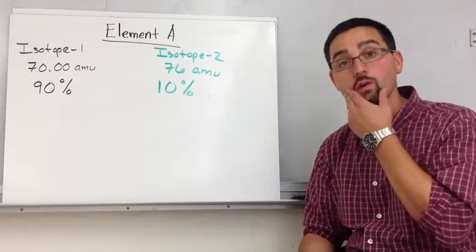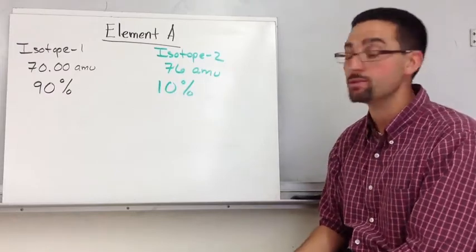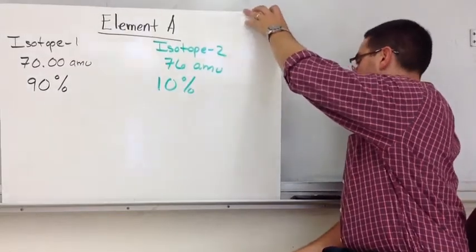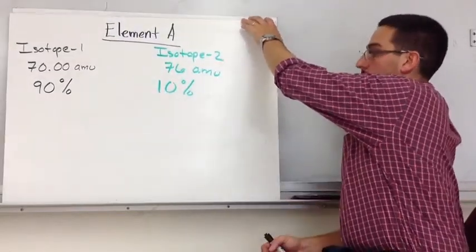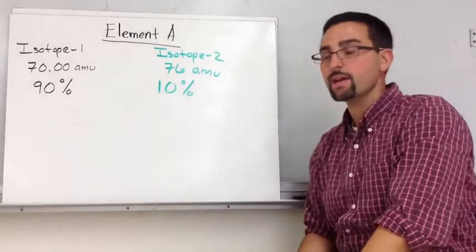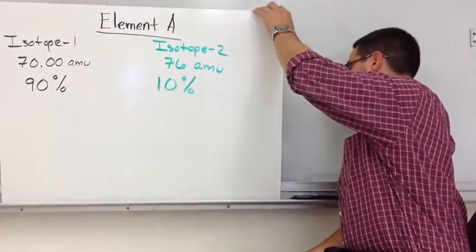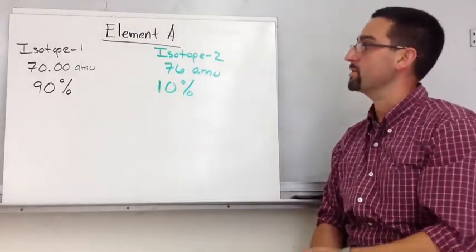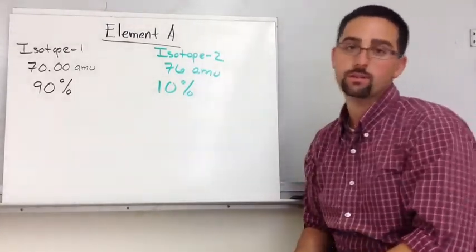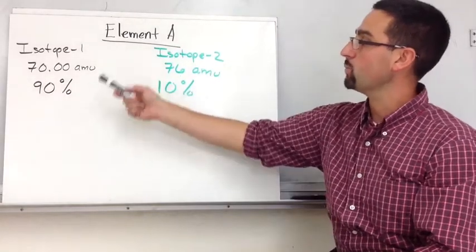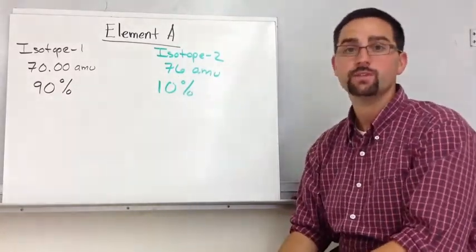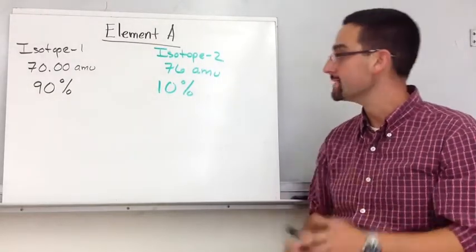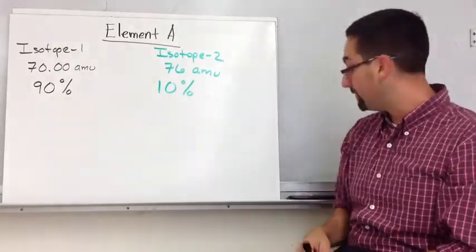Okay, by this point, hopefully you've solved for the average atomic mass. I'm going to peek back here. I'm going to cheat, and you should have gotten an answer of 70.6 AMUs. I'm checking myself here. Right? So let's take a look at this. Isotope 1 is the most abundant, 90%. Isotope 2 is 10% abundant. So in this case, we're not 50-50.